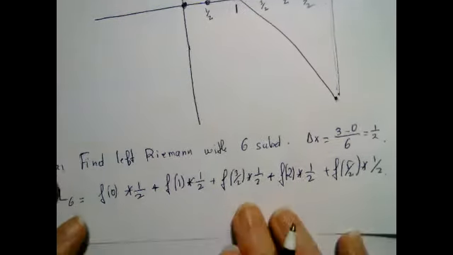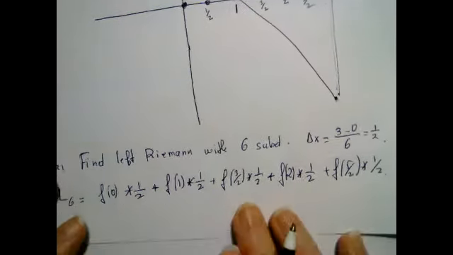f of 0 times a half. I'm going to take, this is 0, and f of 0 is from here to here. That's f of 0 times a half. So I'm going to draw those rectangles. f of 1/2 times delta x, I'm going to draw this. So that's from here to here. That's f of 1/2.